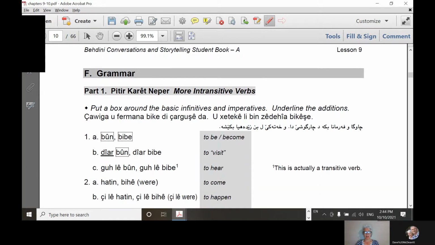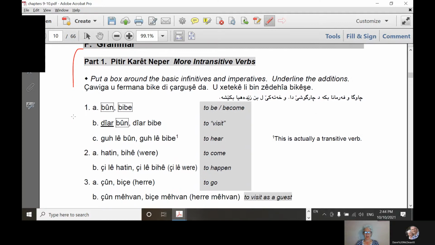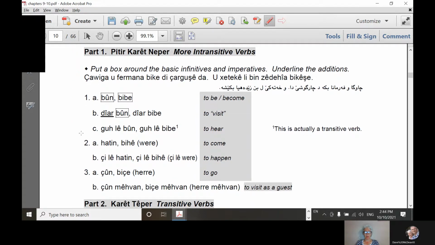First, we're going to understand more intransitive verbs. So in this section, put a box around the basic infinitives and imperatives. Underline the additions, okay? So, for example, in the first one, bun biba, the Tehuki version of be or become. And the next one is to visit. So in that case, you add dior in front of bun biba.